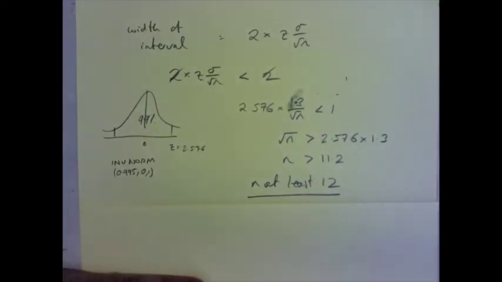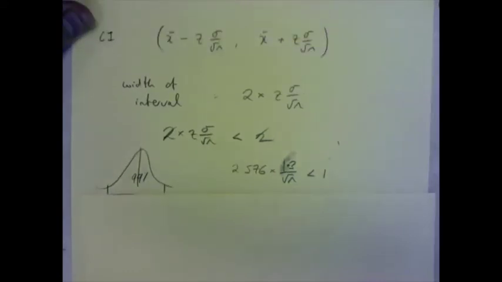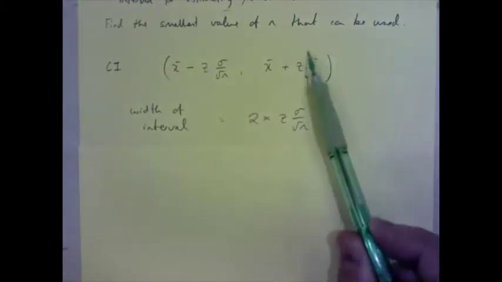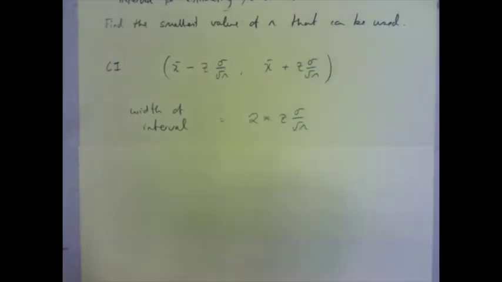So in any questions where you're asked about the width of a confidence interval, the key thing that you remember is that the width is equal to 2 lots of this figure that's involved in the confidence limits.